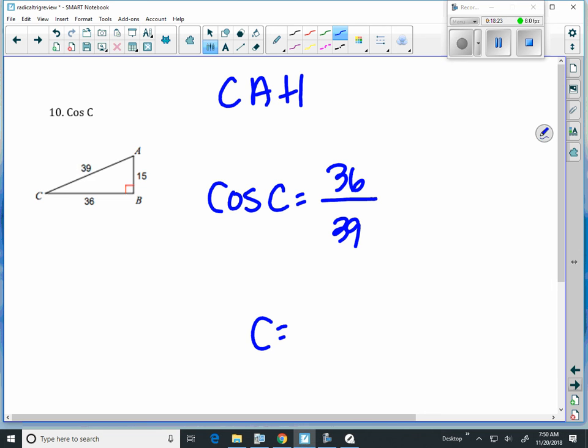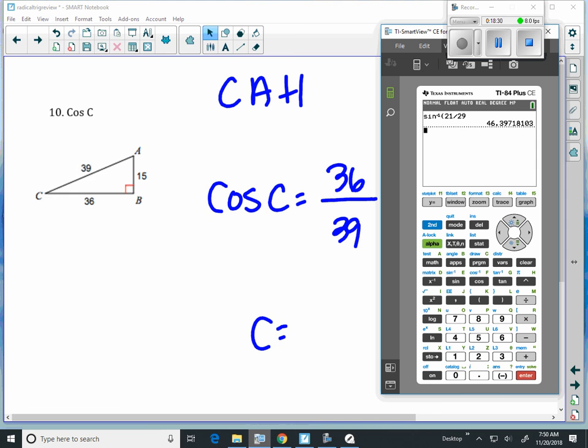We do the exact same thing in our calculator, but this time we're going to do cosine inverse. So I'm going to press second cosine, and I'm going to do 36 divided by 39. So I get 22 point, we'll say 62. 22.62.